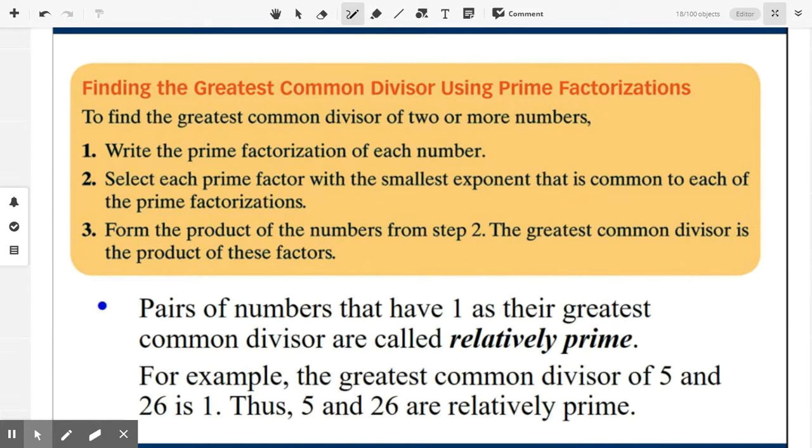All right, so here are the steps. You're going to write the prime factorization of each number. Select each prime factor with the smallest exponent that is common to each of the prime factorizations. Form the product of the numbers from step 2. The greatest common divisor is the product of these factors.